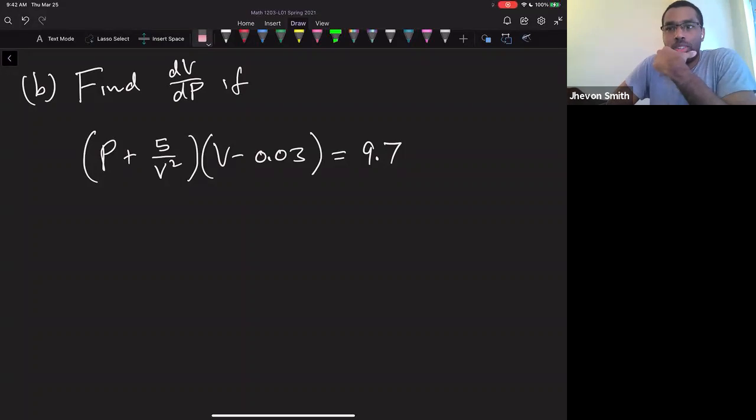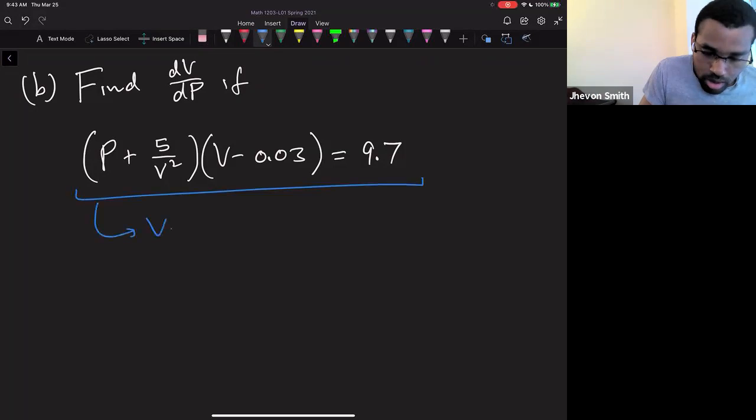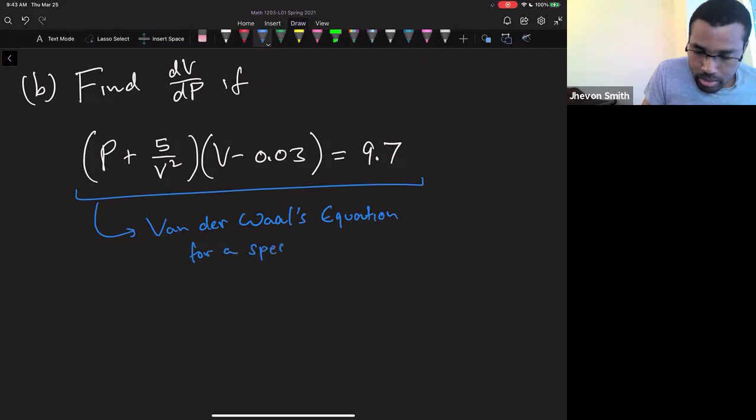Have you all taken chemistry? Or no? Are you currently taking chemistry? So this is actually an equation from chemistry. Like I didn't make this up. This is called the van der Waals equation, for a specific gas.